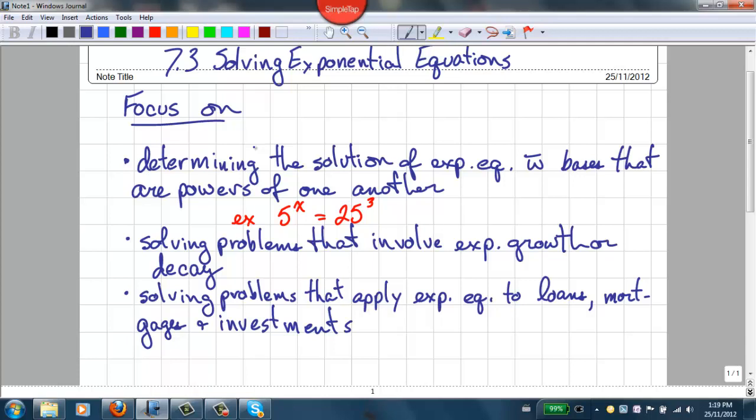So welcome back, Math 12, to section 7.3 on solving exponential equations. Today we're going to focus on three things. Determining the solution of exponential equations with bases that are powers of one another, like 5^x is equal to 25 cubed. You notice that the 5 and the 25 are both powers of 5. We're going to look at solving problems that involve exponential growth or decay. And we're going to solve problems that apply exponential equations to situations involving loans, mortgages, and investments.